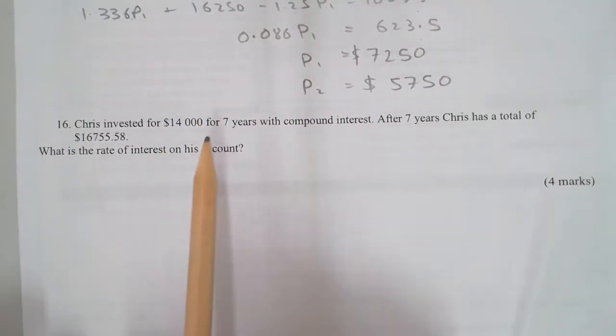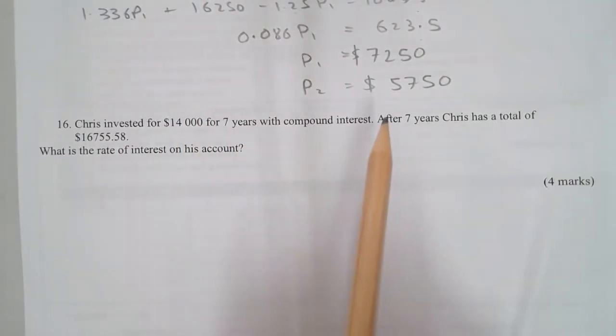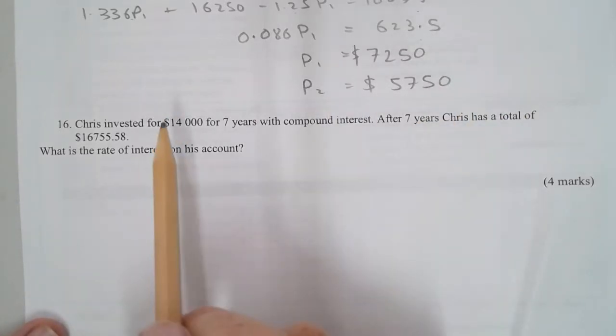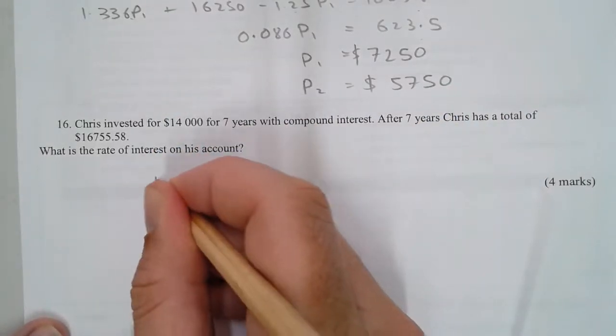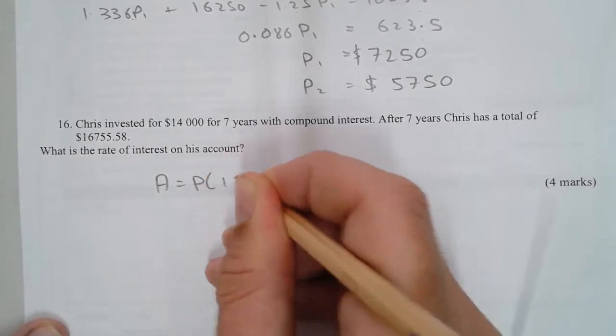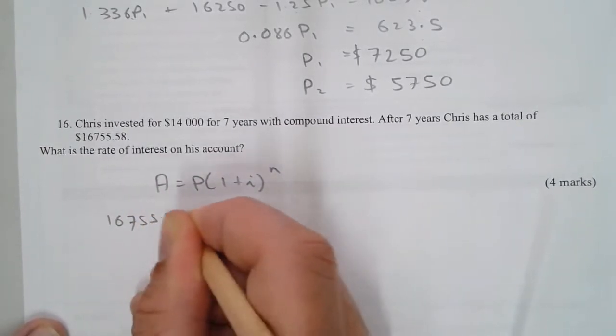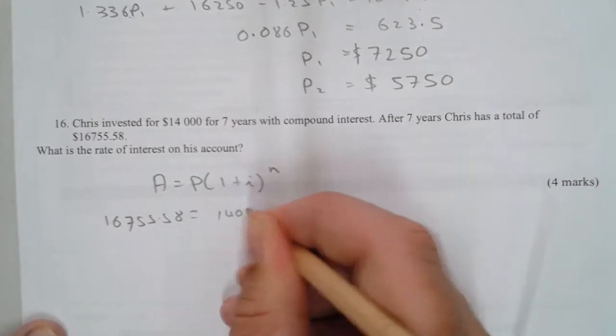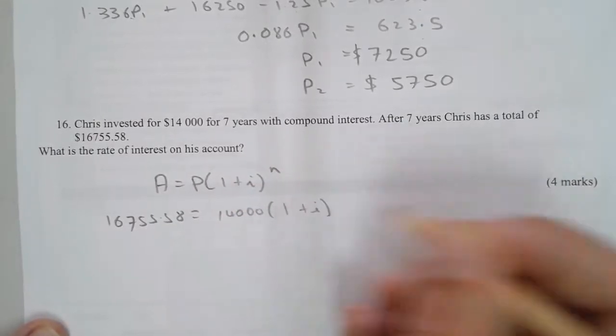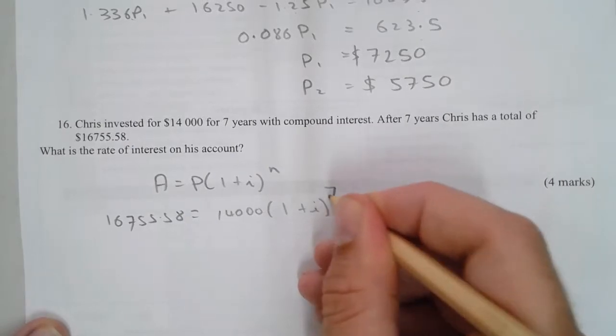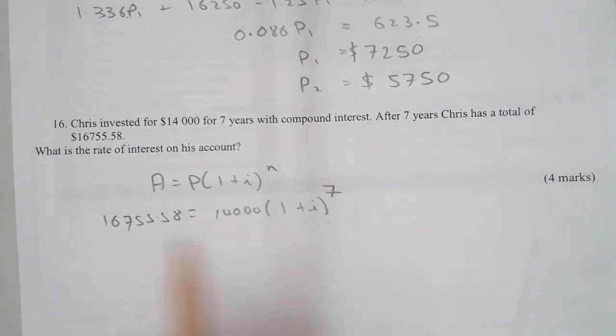Question 16. Chris invested $14,000 for 7 years for compound interest. After 7 years he had this total. Okay, so this is our formula for compound interest. We've got the final amount. We know the principal. We don't know the rate of interest, but we know it's to the power of 7. So we're just going to solve for I.